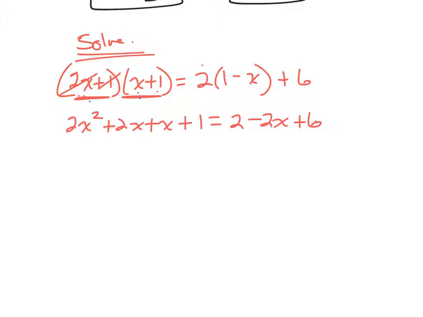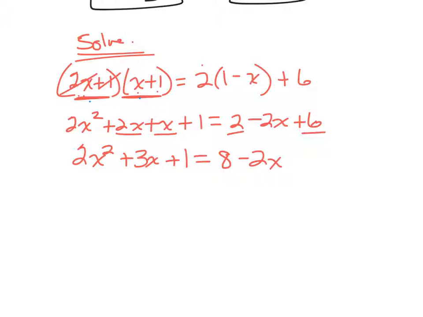Okay, let's clean both sides up a little bit by combining some like terms before we do much else. So we have 2x squared, 2x plus x is 3x, plus 1 is equal to, and over here we can combine the 2 and the 6 and get 8 minus 2x.